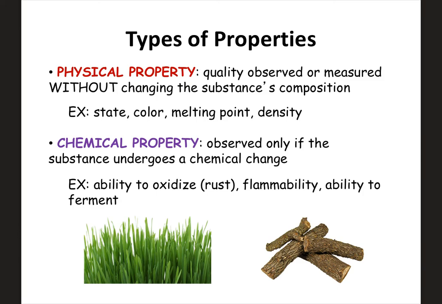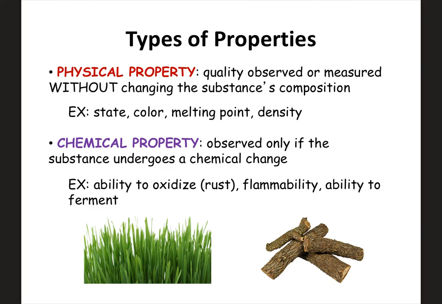A chemical property, on the other hand, is still an observation, but you could only observe it if the substance underwent a chemical change. All right, so this is very important to understand. They're both properties, they're both something that you're observing. It's just that a chemical property you could only see if it underwent a chemical change. It's still a property, though, it's still something you're observing.